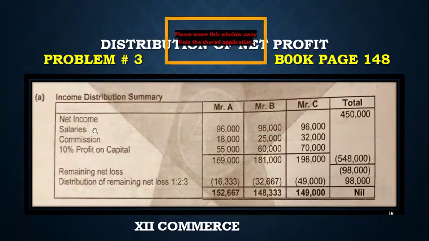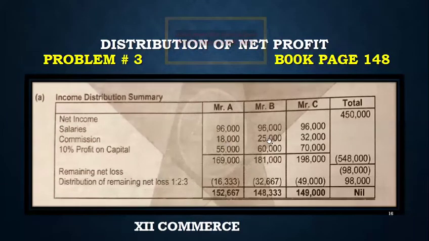8,000 multiplied by 10. Sorry, multiplied by 12. So 8,000 multiplied by 12 is 96,000 to Mr. A, 96,000 to Mr. B, and 96,000 to Mr. C. Clear? Then we have commission. As it is, we are writing 18,000, 25,000, and 32,000. It is already given.